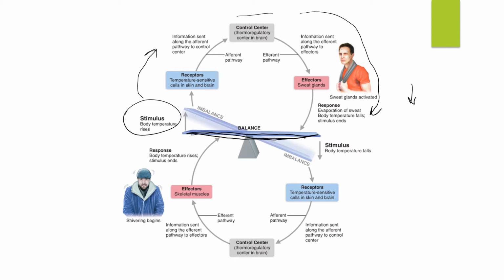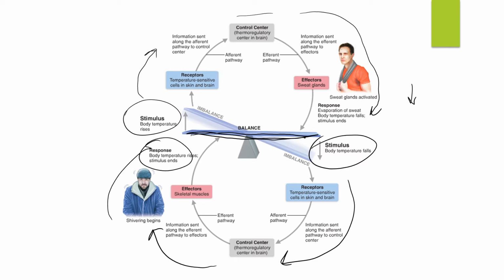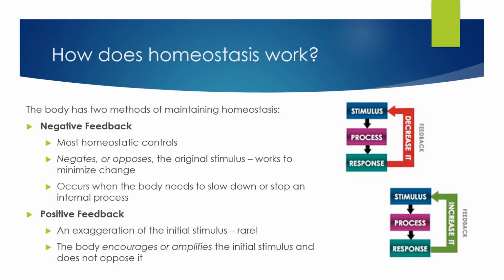But the opposite can also happen. If all of a sudden my body temperature drops too much, my receptors are going to send that information to the brain. The brain is going to say, hey, that's not right. It's going to send information back to your muscles, and your muscles are going to start shivering. They're going to start doing little contractions that cause movement all over your body, and movement produces heat, which is our final response. It causes your body temperature to rise and once again restores that balance.